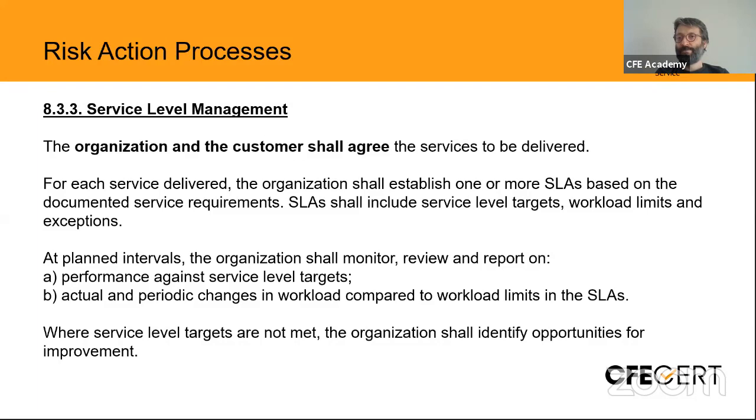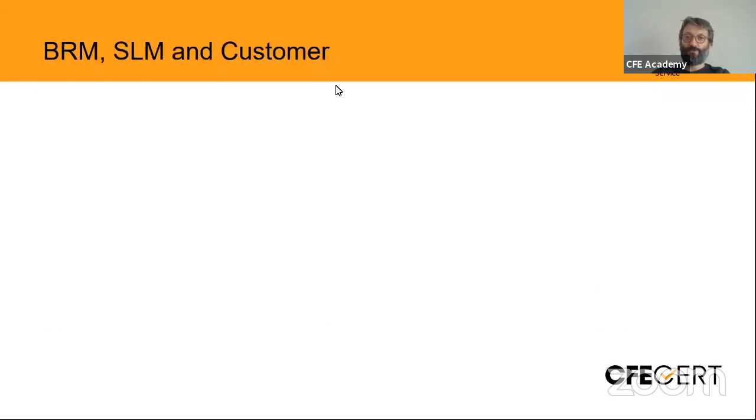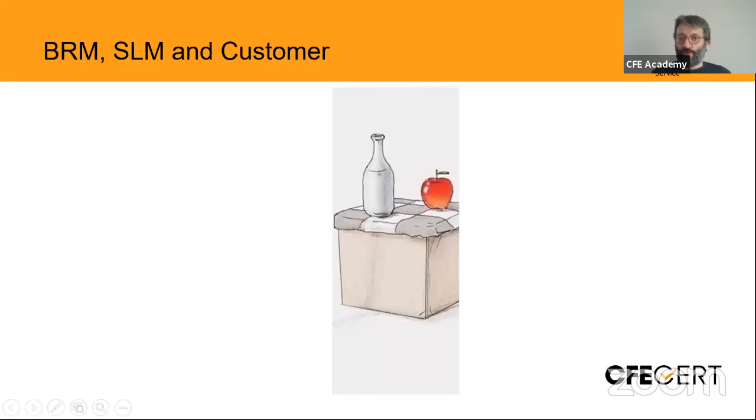But to make you understand the relation between the customer, BRM and the SLM with a little bit of a cartoon. So for example, your customer is asking you to provide him a bottle and an apple on a square table fabric. So if you are looking at the point of view of your service level manager, everything is fine. Your bottle is there as a CI, your apple is there as a CI, your box is there as a CI, and your square table fabric is there as a CI.